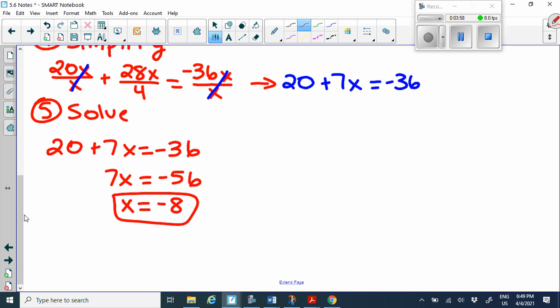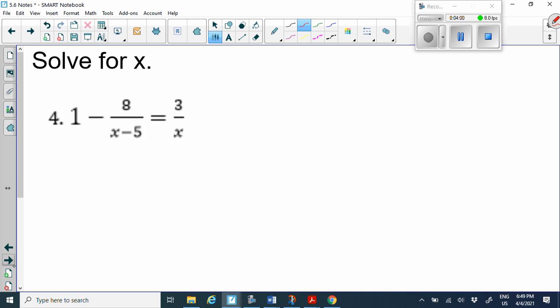Okay, let's go ahead and do another one of those. Okay, first step, we need to factor the denominators. Okay, once again, if we look at each of these, it doesn't work. So now what we're going to do is find the LCD.